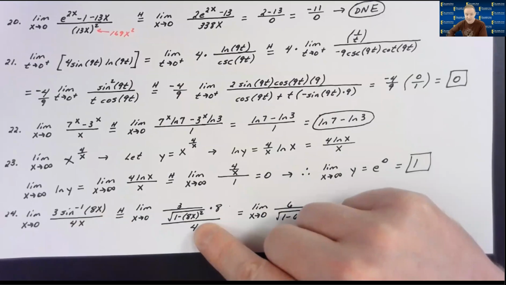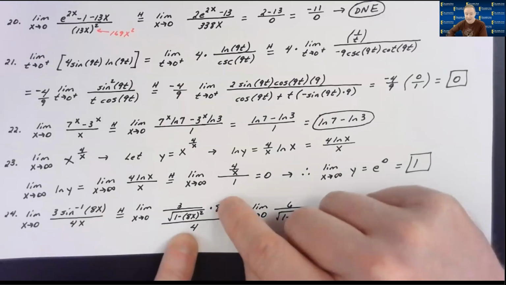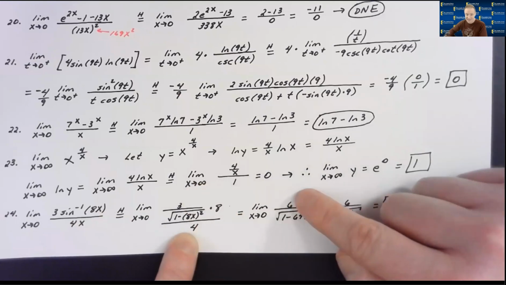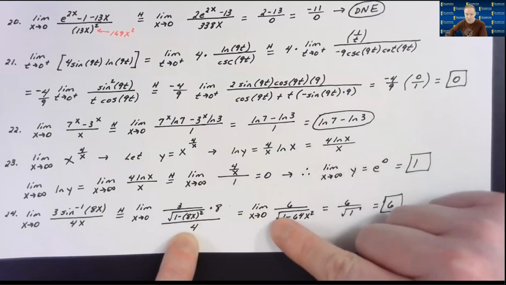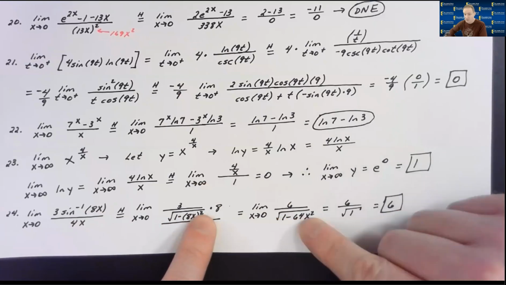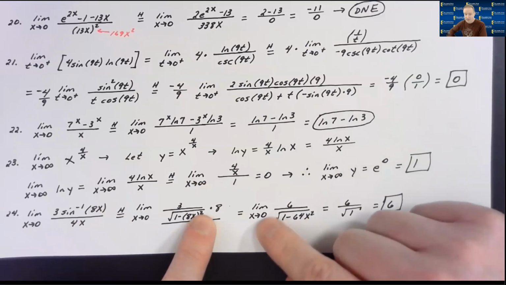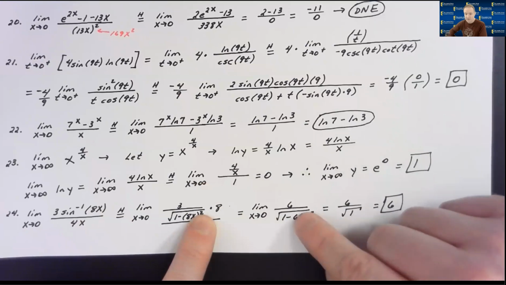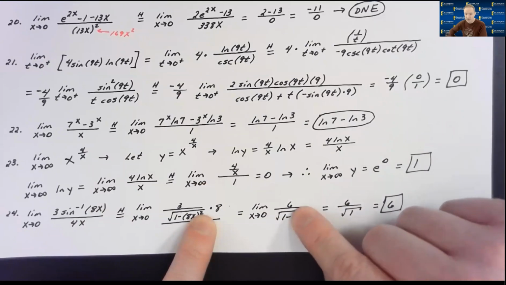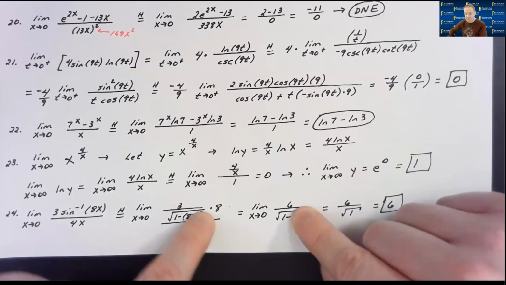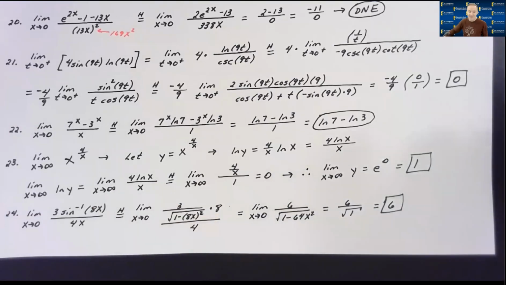And then what I did is I just said, well, 8 divided by 4 is 2. 2 times 3 is going to give me a 6. I'm going to get 6 over the square root of 1 minus 8x quantity squared. 8x quantity squared is 64x squared. Now, can I evaluate this when x goes to 0? Well, sure. If you do, that 64x squared term just goes to 0, and you'll have 6 divided by the square root of 1. 6 divided by the square root of 1 is 6.